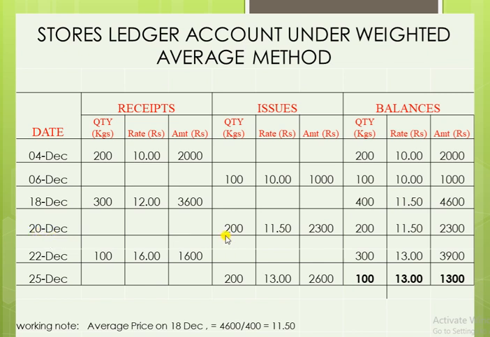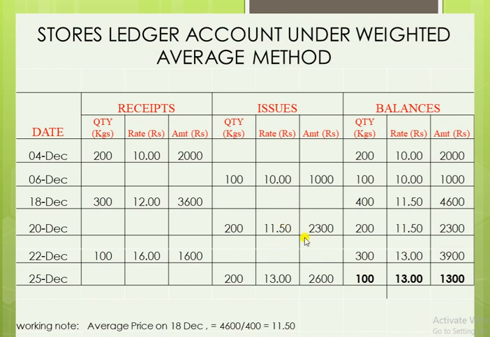On 20th December we have issued 200 units at the rate of 11.5. This 11.5 was already calculated in the previous transaction. That is 11.5 into 200, you will get 2300. Now again quantity minus quantity: 400 minus 200, 200, and 4600 minus 2300, it is 2300. The rate stays as calculated before. So if purchases are made, only then the rate changes, not on issue. But in the simple average method, at the time of issue, the rate fluctuates.